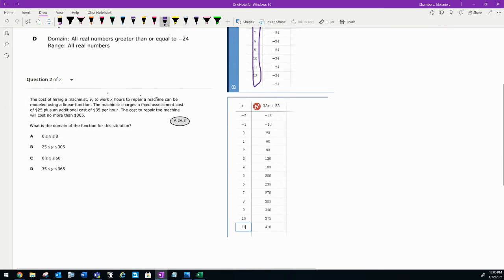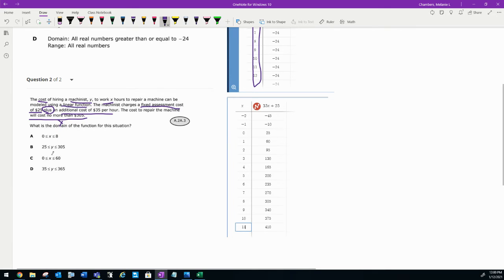The next problem, number 2, says the cost of hiring a machinist, the cost is y, and the work hours x to repair a machine can be modeled using a linear function. The machinist charged a fixed assessment cost of $25 plus an additional cost of $35 per hour. The cost to repair the machine will cost no more than $305. What is the domain? So that's your x of the function.